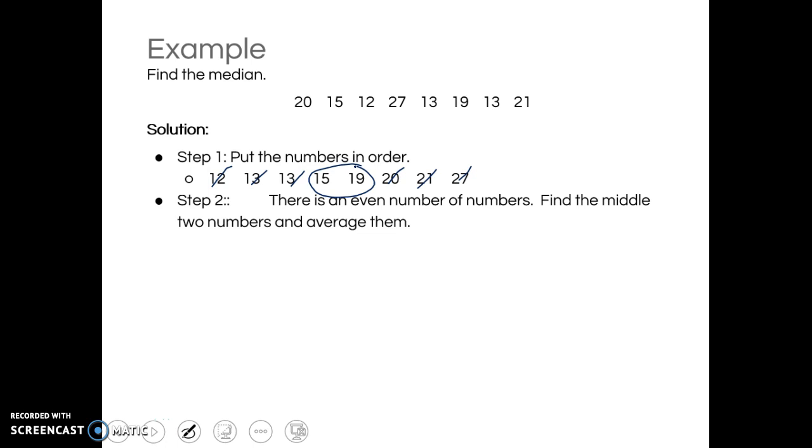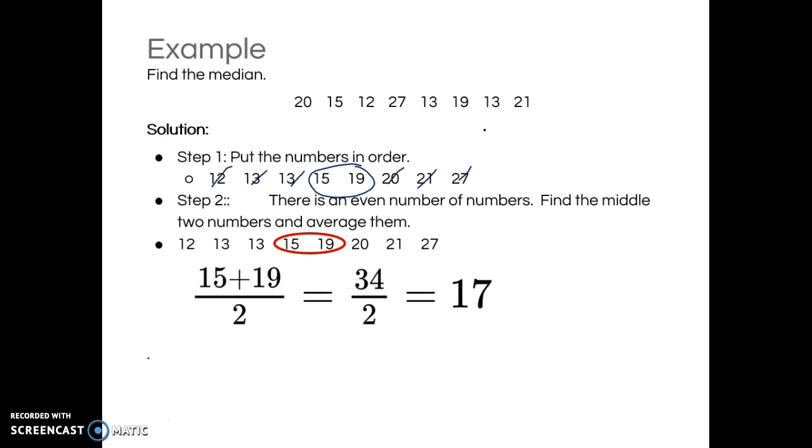So since there's an even number of numbers, we find those two middle numbers and we're going to average them together. So we're going to average 15 plus 19. We get 34, and 34 divided by 2 is 17. And the great thing about median is you don't have to worry about rounding the median. Your median is just going to be your median.